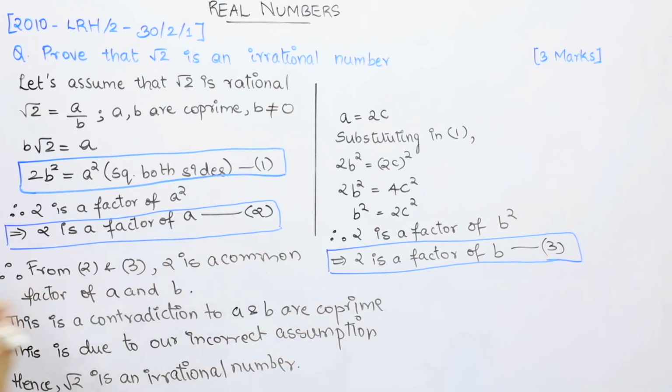From 2 and 3, we understand that 2 is a factor of both a and b, or 2 is a common factor of a and b. This contradicts our assumption that a and b are co-prime, and this contradiction has emerged from our incorrect assumption. So our assumption is wrong, and therefore root 2 is an irrational number.